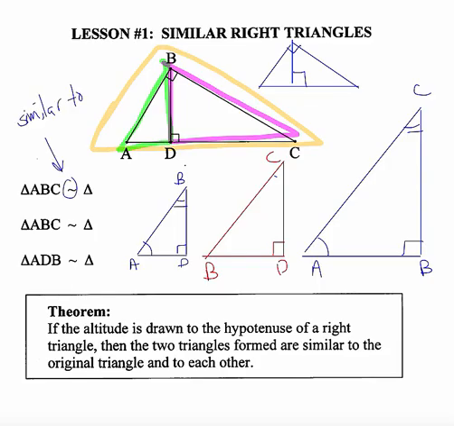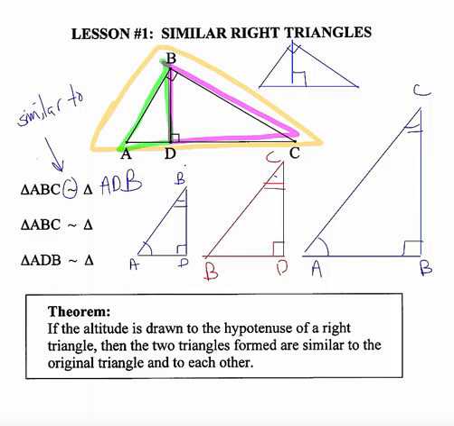So this symbol here means similar to. So we're going to write the statement that says triangle ABC, the biggest of the triangles, is similar to triangle ADB, the smallest of the triangles. And we're going to do a similar process for the middle triangle that I have drawn here in red.